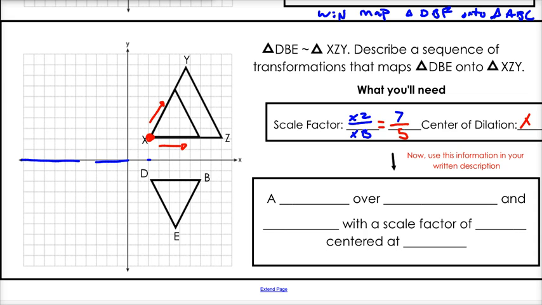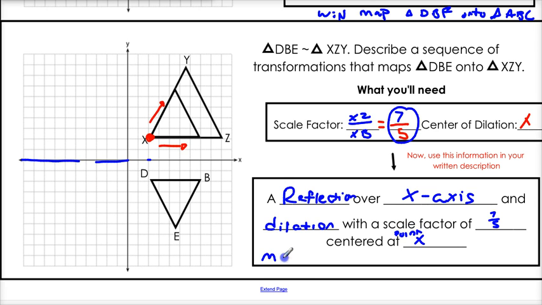All right, now that we did our similarity, we found our important information, our scale factor and our center of dilation, we are ready to write it, all right? So first we did a reflection over the x-axis. And then we did a dilation with a scale factor of 7/5 centered at point X. We should probably use the word point. All right, and that maps triangle DBE onto triangle XZY.